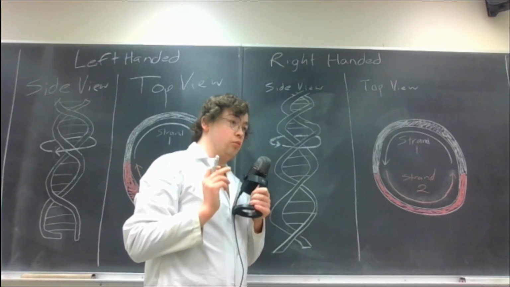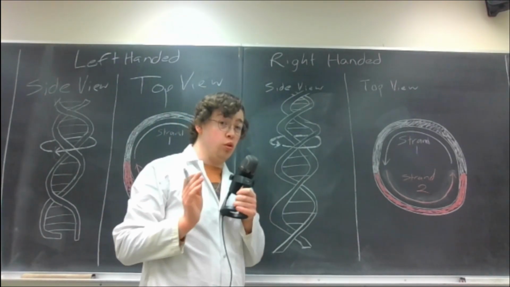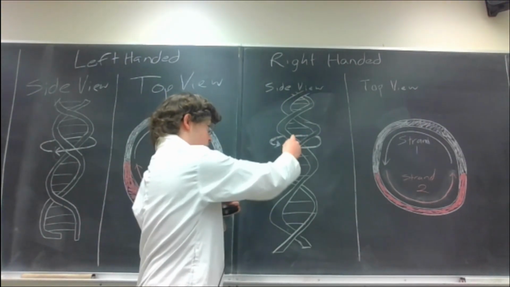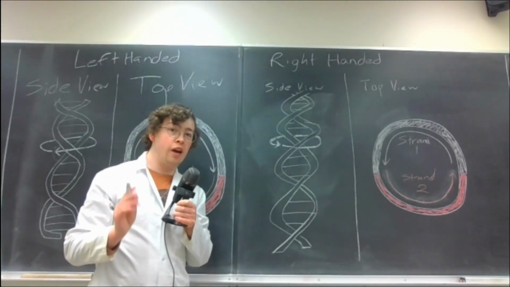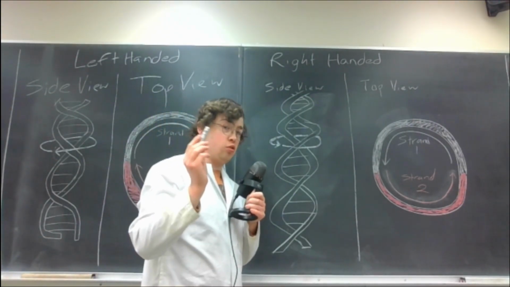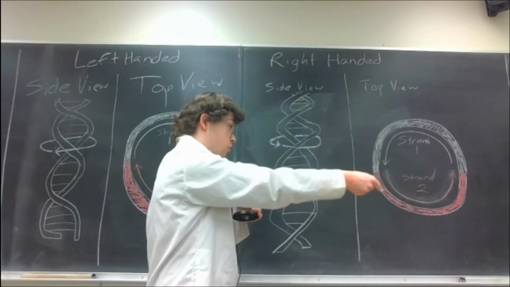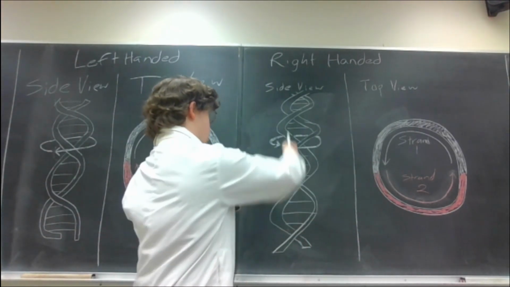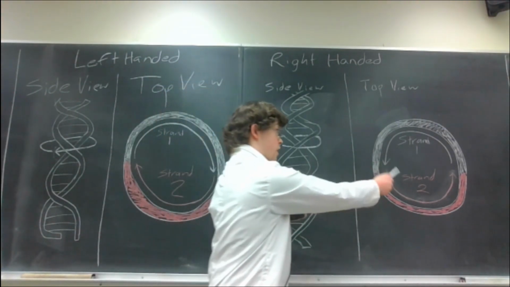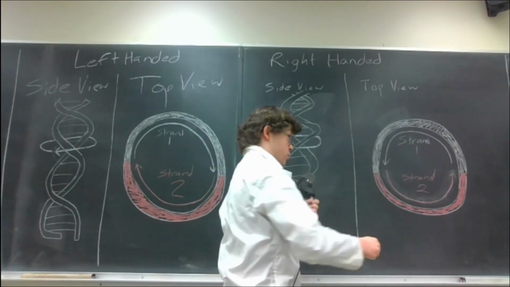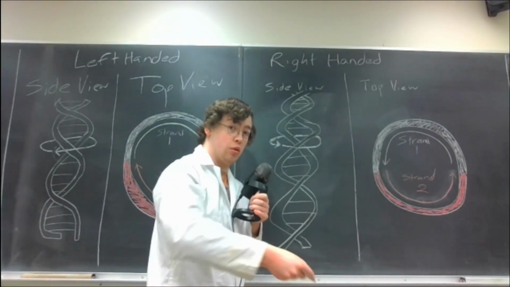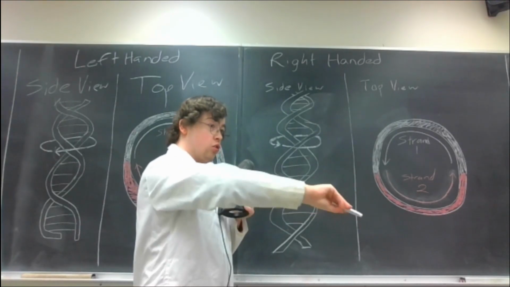If you want to consider right-handed DNA as like a screw, and you want to screw this piece of DNA into a piece of wood, how would you do it? Well, you would take your screwdriver and you would turn it in a clockwise direction. Because if we look at it from the top down, the DNA is spiraling in a counterclockwise direction, meaning to screw it downwards, we would have to be screwing it clockwise.